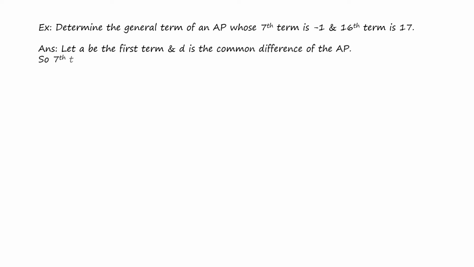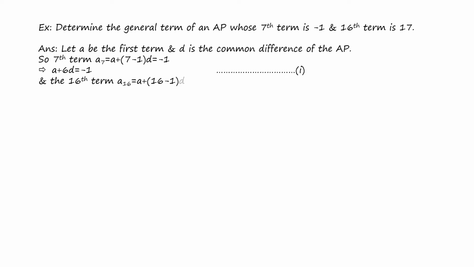So what is the 7th term? A7 is A plus (7 minus 1) whole into D, which is equal to minus 1, or A plus 6D equals minus 1. Let this be the first equation. And the 16th term is denoted by A16 equals A plus (16 minus 1) whole into D equals 17, or A plus 15D equals 17. Let this be equation 2.